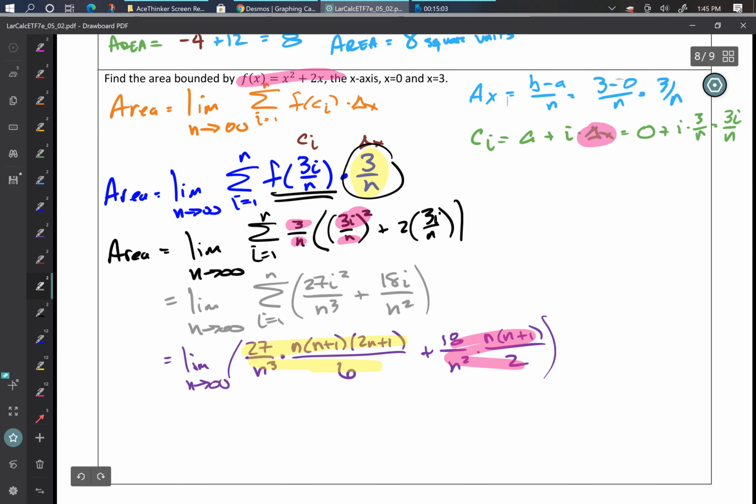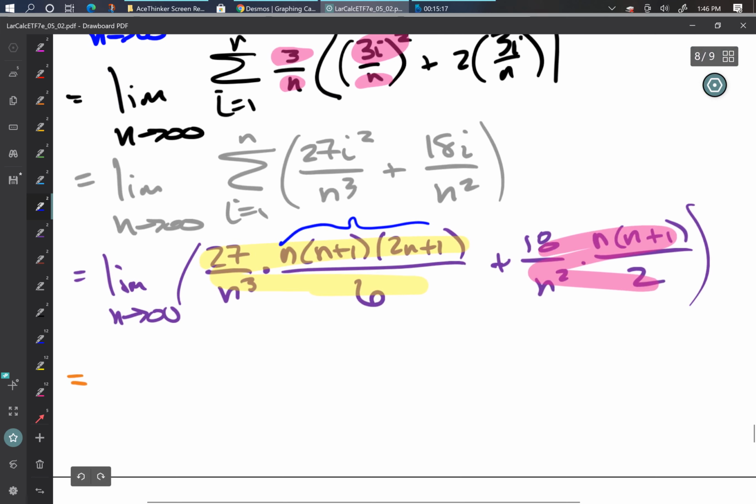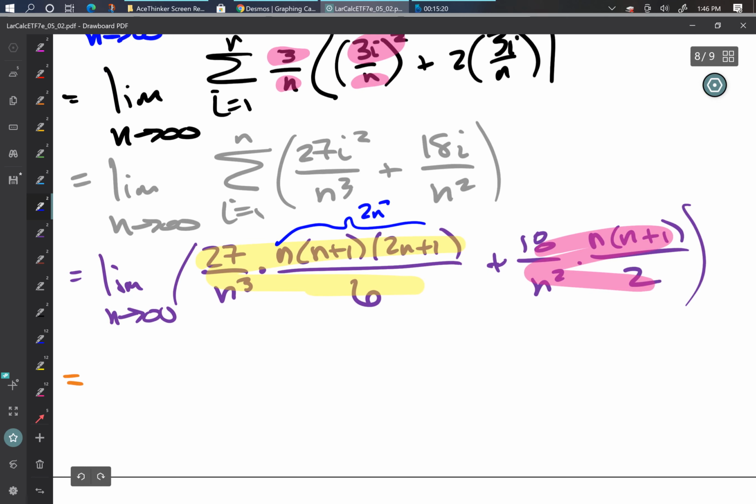Okay? So looking at the first one, if I multiplied that numerator out, and I don't want to multiply out, but if I did, and let me zoom in on it, I would get a 2n cubed plus a bunch of junk. So then my numerator is going to be that 27 times that 2n cubed plus a bunch of junk, and the denominator is going to be 6n cubed. So then the limit would be the ratio of those coefficients. So it would be 27 times 2, which is 54, divided by 6, plus the second term.